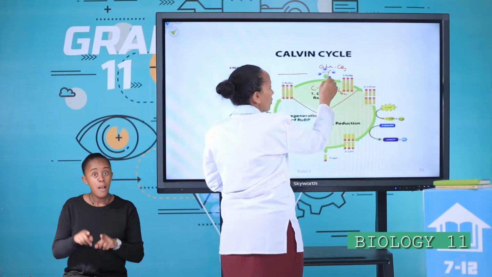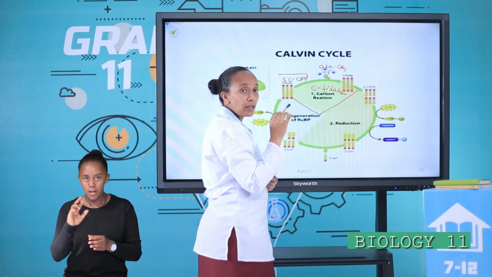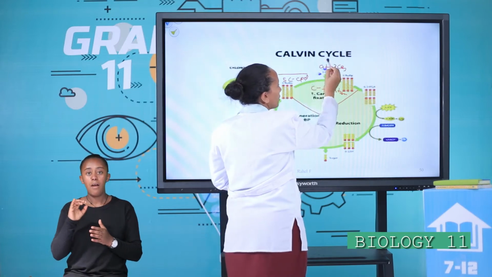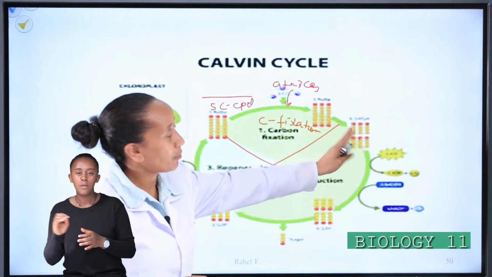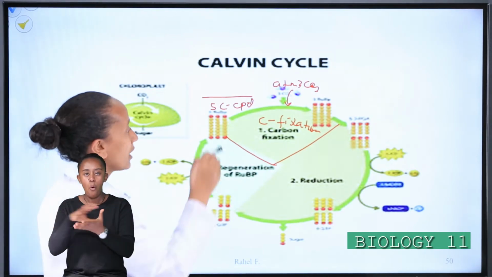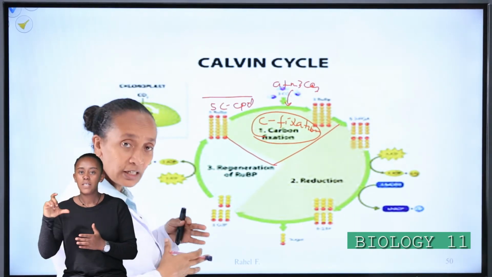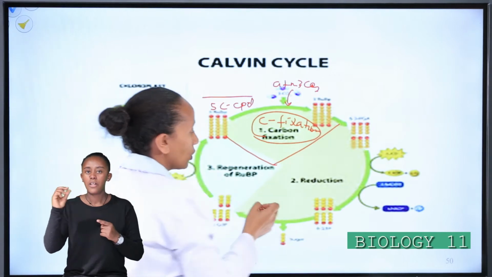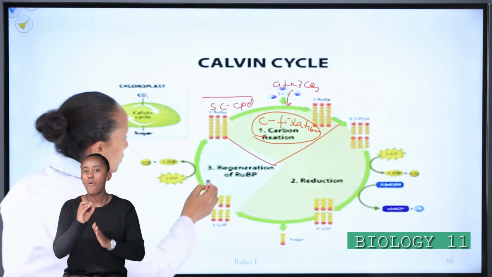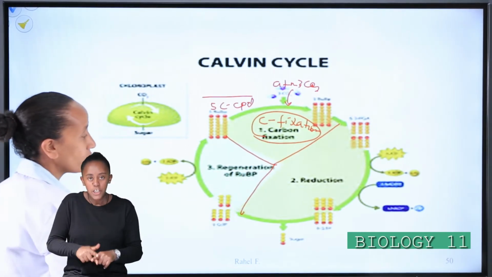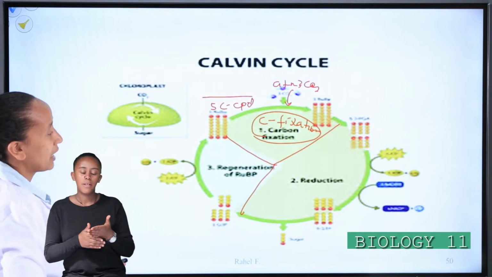When atmospheric carbon dioxide joins the cycle, here we have a 5-carbon compound, ribulose bisphosphate. And atmospheric carbon dioxide will combine with ribulose bisphosphate to produce a 3-carbon compound or a 3-carbon sugar. And this process is known as carbon fixation. The second stage is reduction. The 3-carbon sugar is reduced into another product, but with the same number of carbons. And the third stage is regeneration of ribulose bisphosphate. This is the last stage of the Calvin cycle.